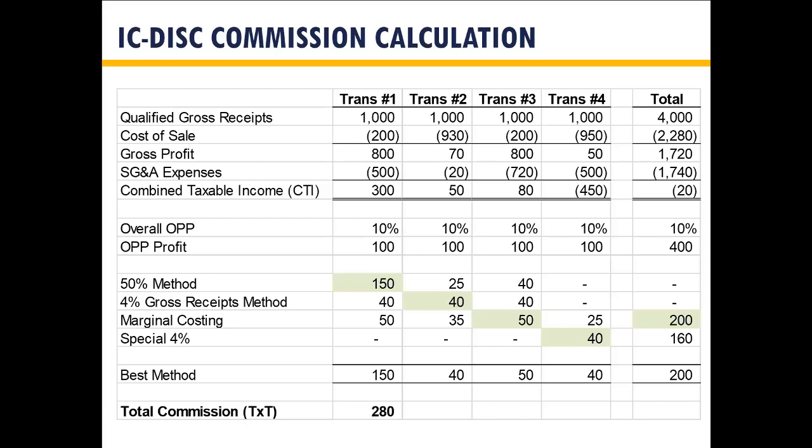So we add that all up, and our total commission on a transaction by transaction basis is $280. Now compare that to the far right column. In this column, we have combined all the transactions together. And under a combined grouping, our commission would only be $200. So by calculating our commission on a transaction by transaction basis, we have increased our commission by 40% from what it would have been if all the transactions were combined together. So that shows the power of being able to really maximize the commission by calculating it on a per transaction basis.